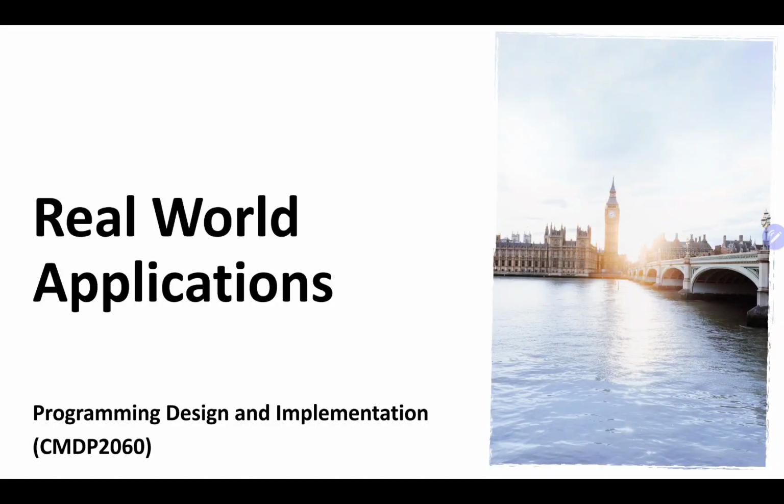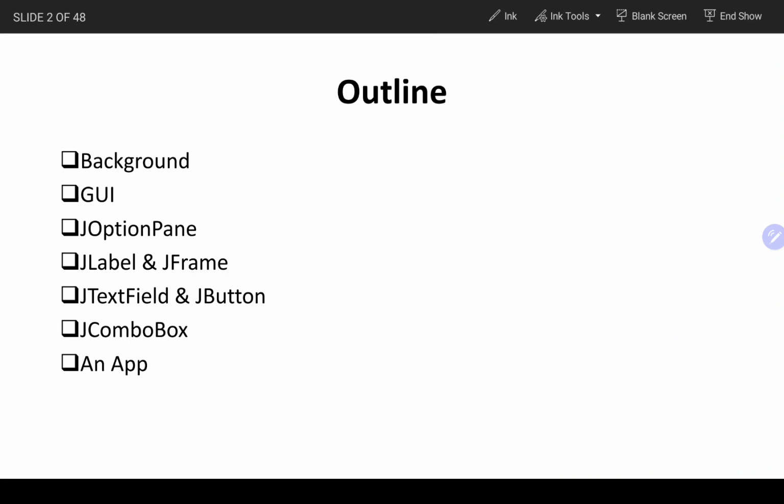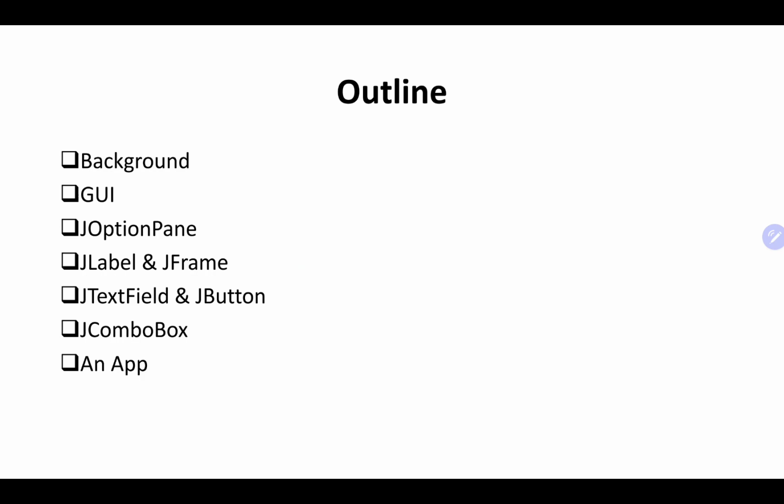Okay, so for this video we're gonna go through the lecture for the topic real world application. Basically, it is actually the last topic of our PDI unit. What we're gonna learn in this topic is the background of the GUI, JOptionPane, JLabel and JFrame, JTextField, JButton and JComboBox. So basically when we learn all of this, you can create an app.